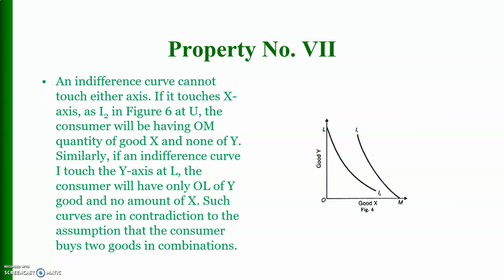The seventh property of indifference curves is that an indifference curve cannot touch either axis. If it touches the x-axis, as I2 in figure 6 at U, the consumer will have OM quantity of X and none of Y. Similarly, if indifference curve I2 touches the y-axis at L, the consumer will have only OL of Y and no amount of X. Such curves are in contradiction to the assumption that the consumer buys two goods in combination.